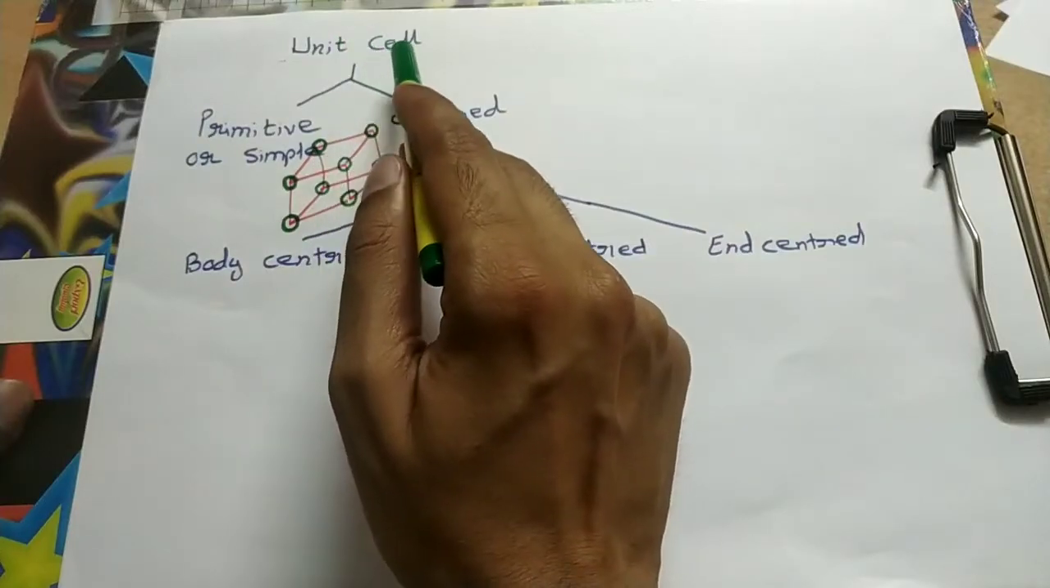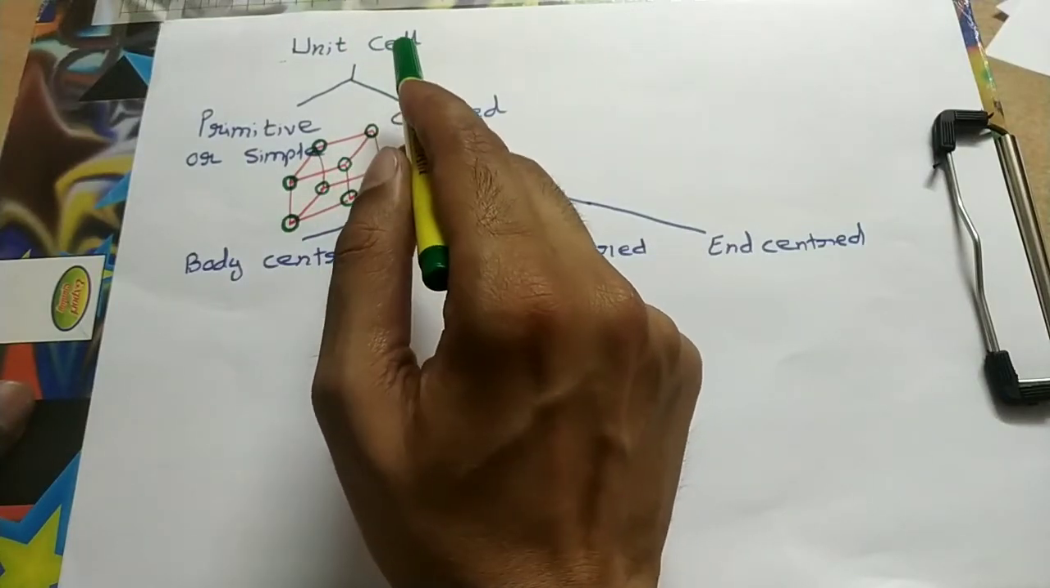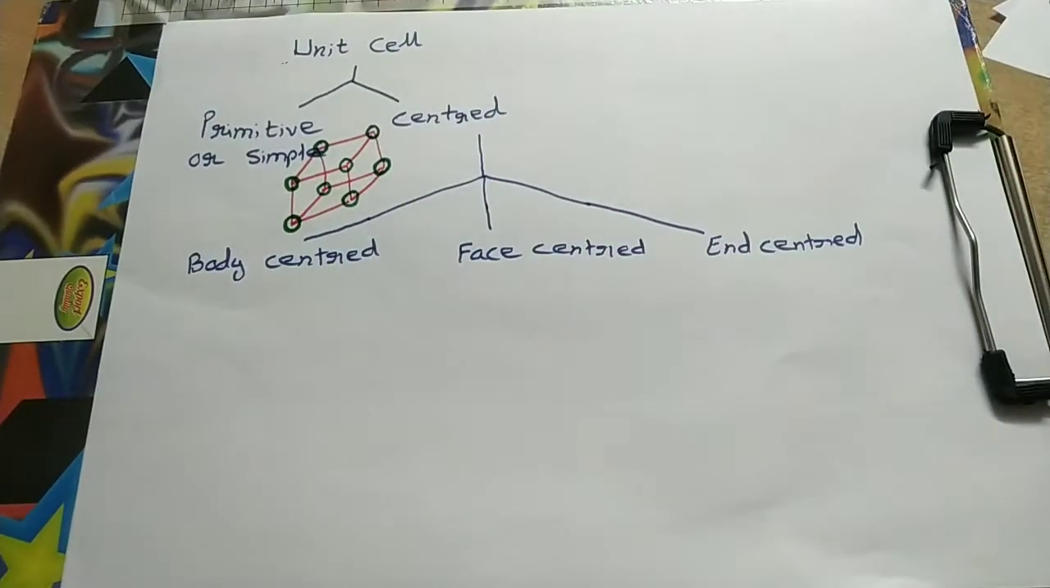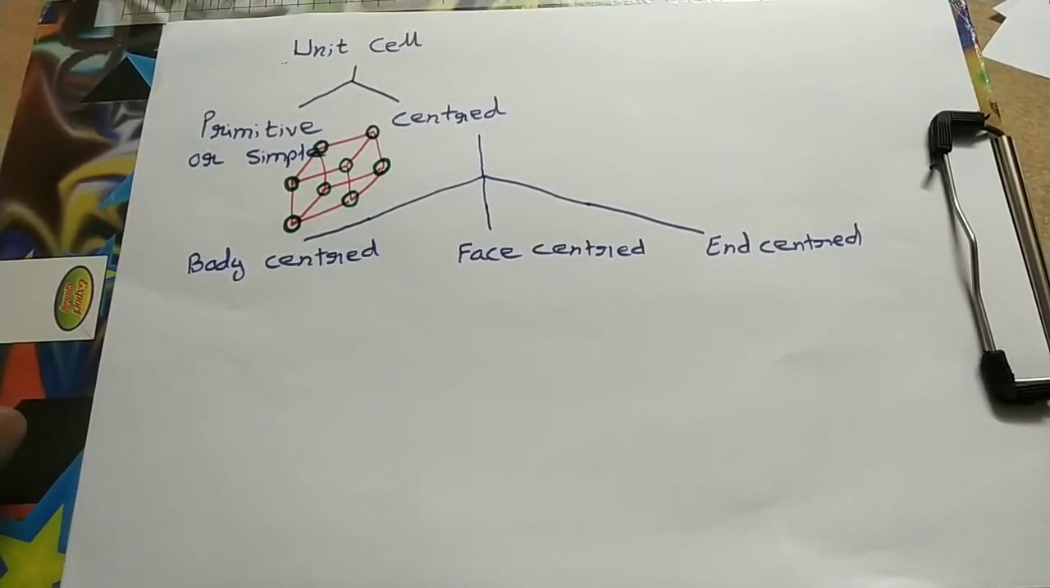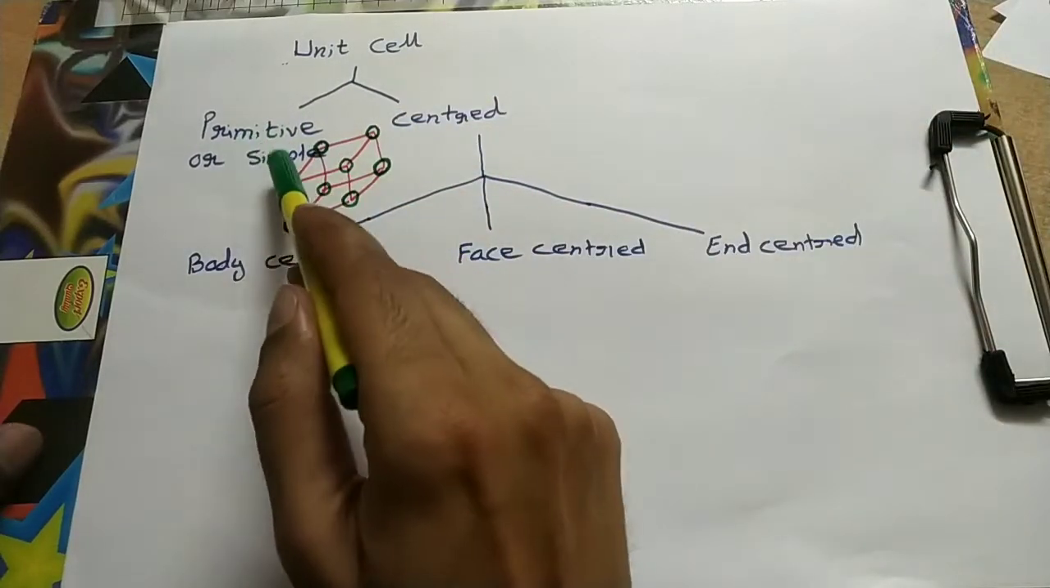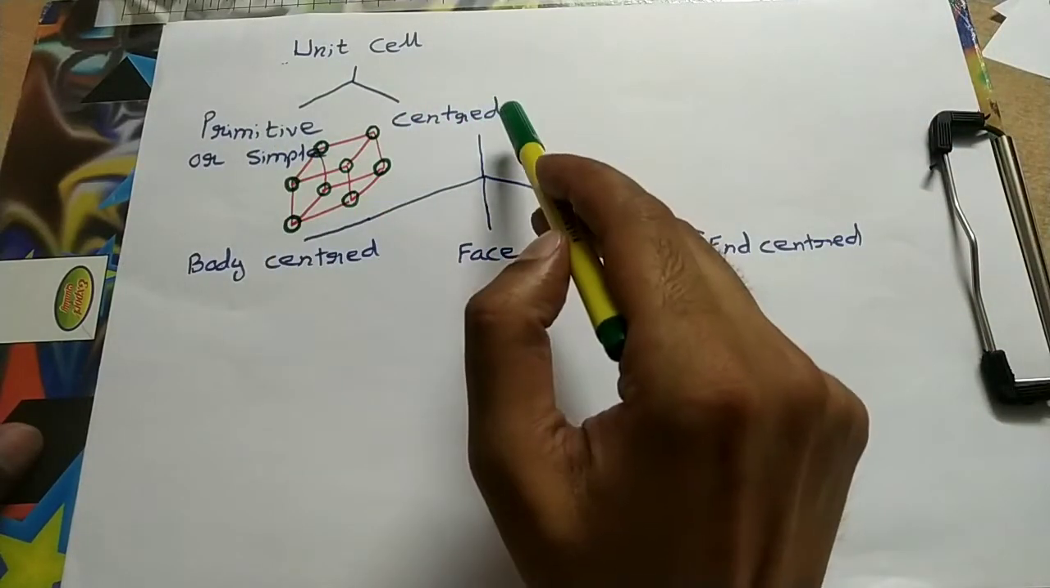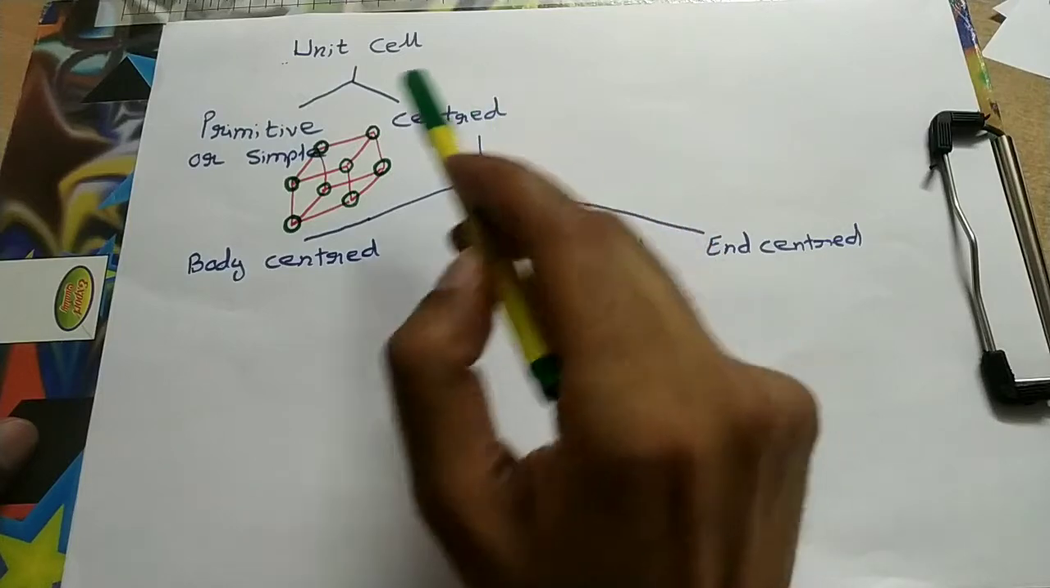A unit cell is the smallest repeating unit which, when repeated over and over in three-dimensional space in all directions, completes the crystal lattice. A unit cell is of two types: primitive or simple, and centered.